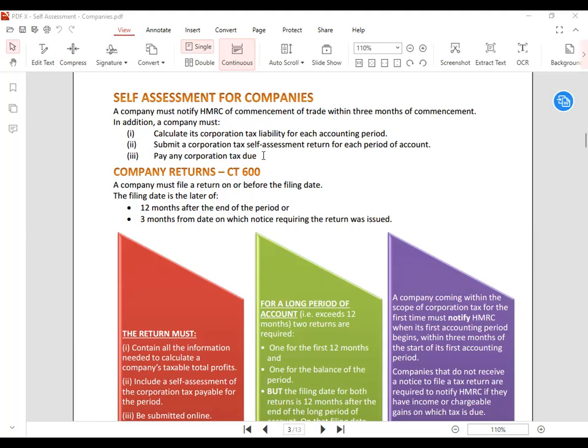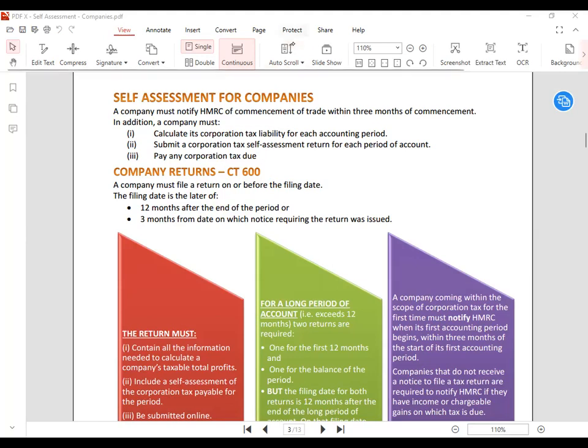Got it. Now, one thing is submitting the return. Submitting the return means providing details to the government. The second thing is payment of the amount due, which is shown in the return. Both are different things. So first of all, we are going to discuss when we need to submit our tax returns for companies.